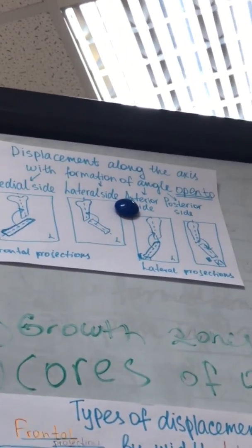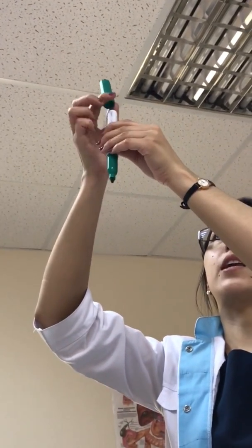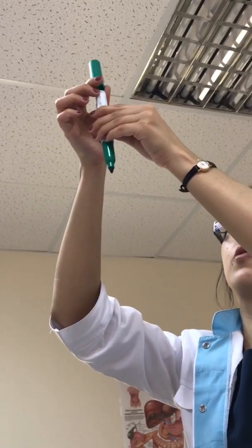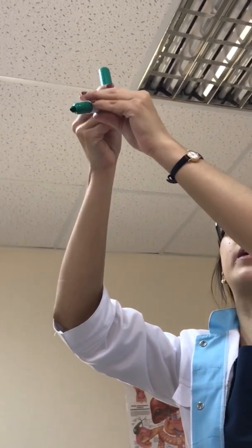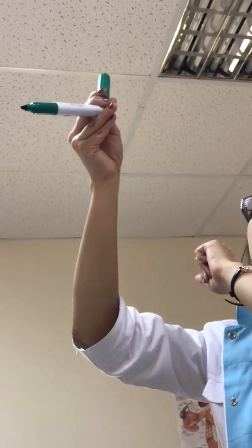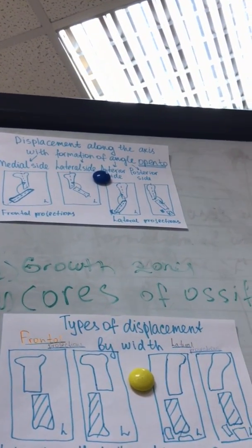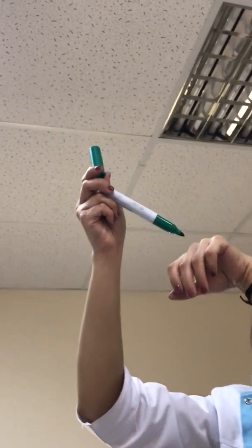Let's imagine the lateral view. Here is the knee again, okay? For example, if this is a left or right femur and here is the fracture line, and this fragment is going here, lateral view, okay, displacement along the axis with formation of angle open to the anterior side. Yes, anterior side, and here, displacement along the axis with formation of angle open to the posterior side, yes. Very good.